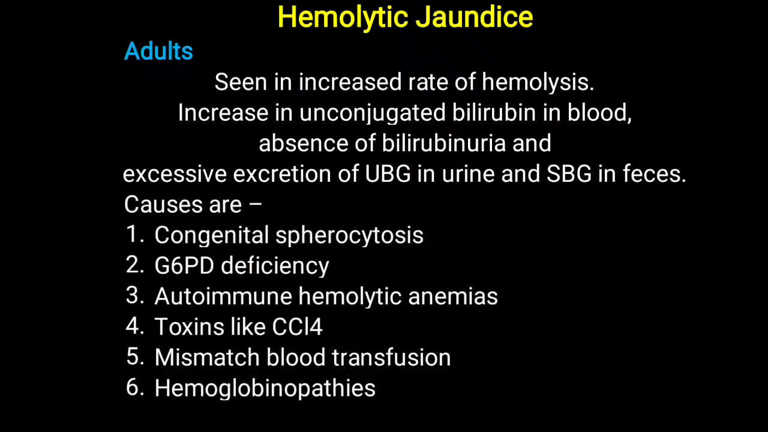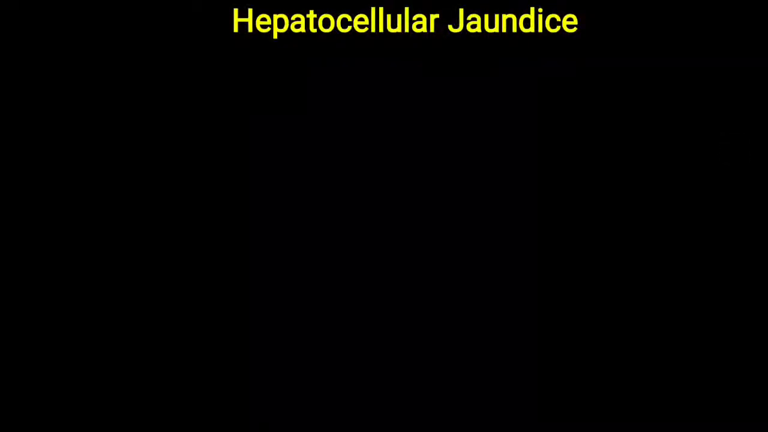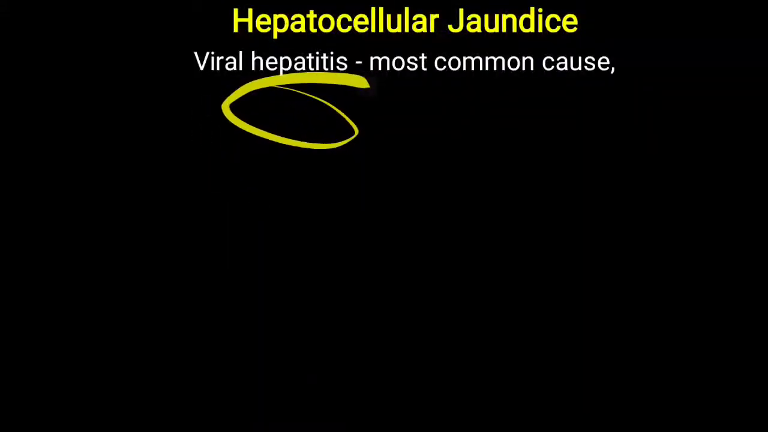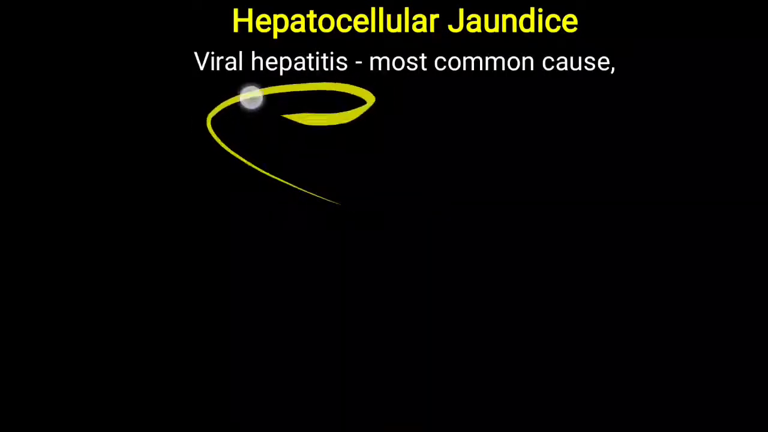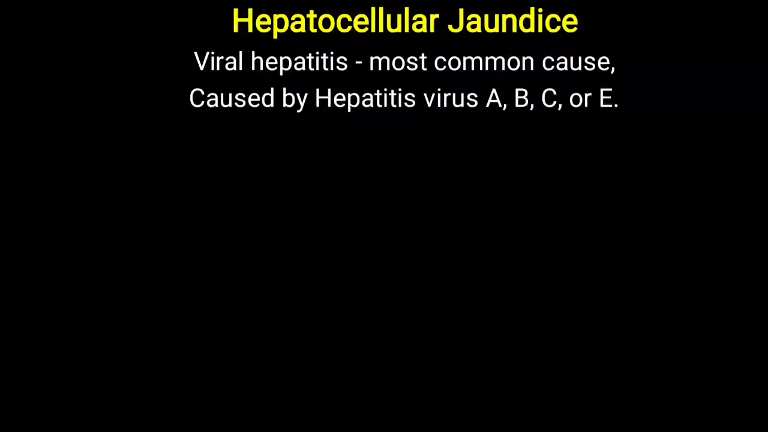The most important thing to keep in mind is that it leads to an increased level of unconjugated bilirubin in the blood, and that will not lead to bilirubinuria. Now, the second important type of jaundice is hepatocellular jaundice. Here the basic defect is inside the liver, and the most common cause of hepatocellular jaundice is viral hepatitis. It may be hepatitis A, B, C or E.